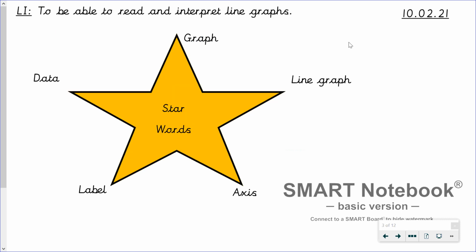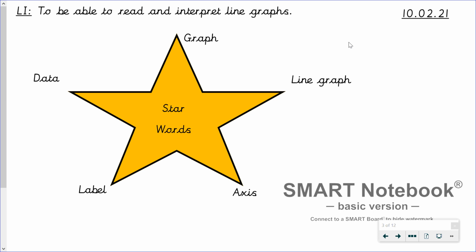So today's learning intention is to be able to read and interpret line graphs. Now, I'm sure you've seen line graphs before. Hopefully in year 4 and 5, you went quite in depth with them. So this should hopefully be a bit of a refresher. We'll answer some questions on them, just so we've got this knowledge in the back of our heads for end of year 6, moving into year 7.